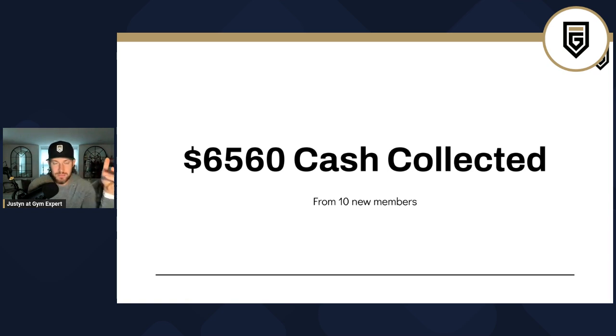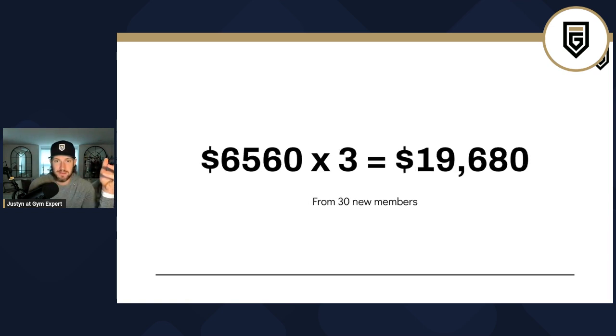Now, just simple math shows us that if we multiply that by 3, that takes us to just under $20,000. So 6560 times 3 gives us 19,680. So that kind of gives us an indication of what we need to do with our leads. How many leads do we actually need to get us there, and how many new members, right?